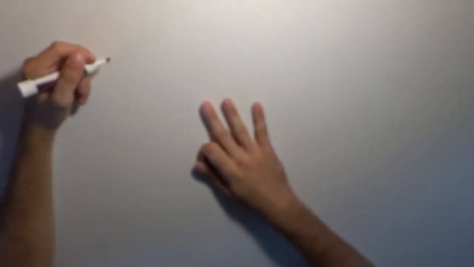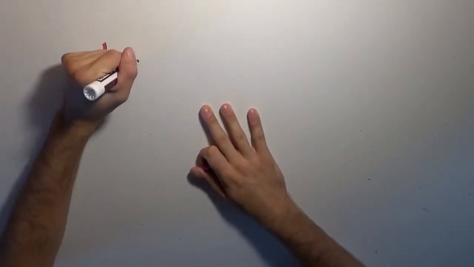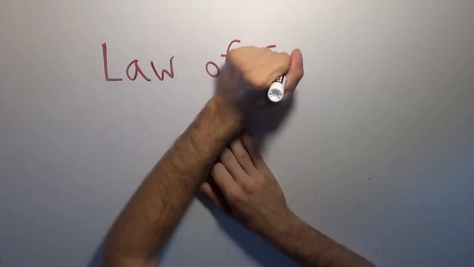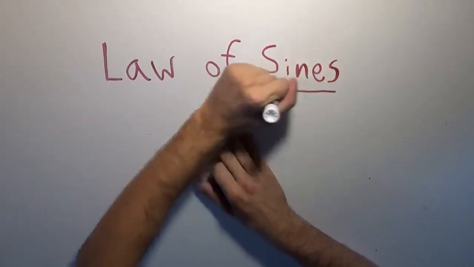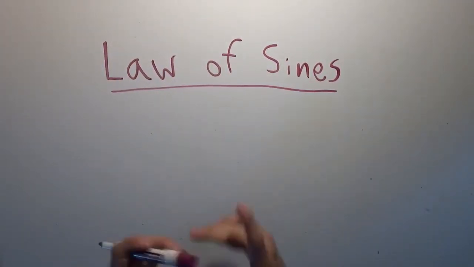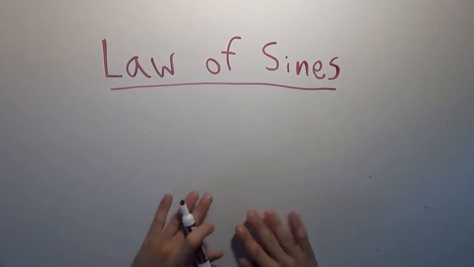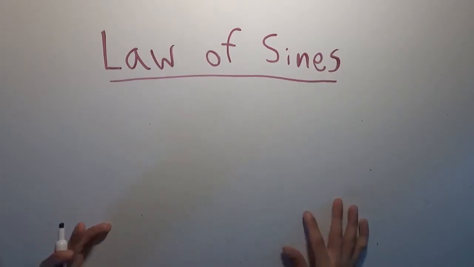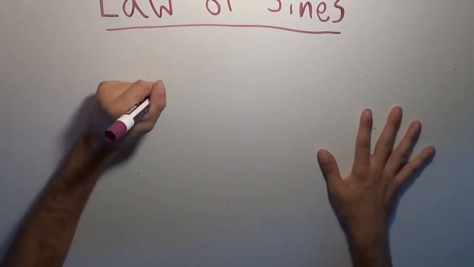Alright, so today we are going to prove the law of sines. And this is a law that you cannot break. It's a fact about triangles and the angles and sides within those triangles. So it's a very simple statement. I'm going to draw it out.